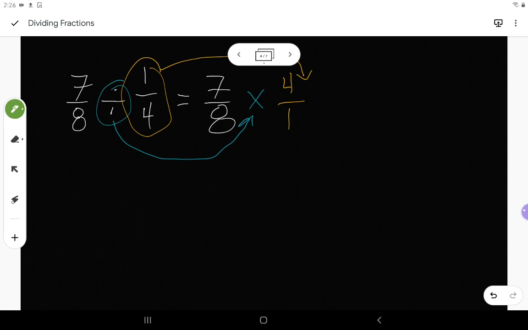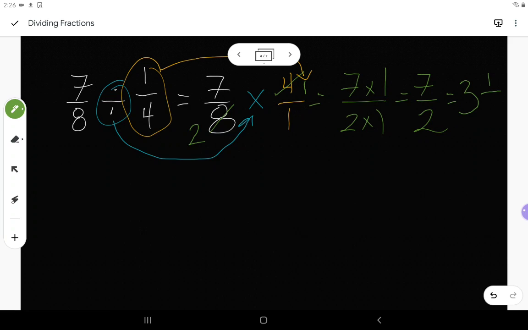I have to do my cross reducing. So 8 divided by 4 gives me 2, and 4 divided by 4 gives me 1. And so now I have 7 times 1 for my numerator and 2 times 1 for the denominator, and that gives me 7 over 2. Now again, I do want you to change answers from improper back into mixed. So I know 2 can fit into 7 3 full times, and that took up 6 pieces, so there's a remainder of 1. So it's the same thing as 3 and 1/2.